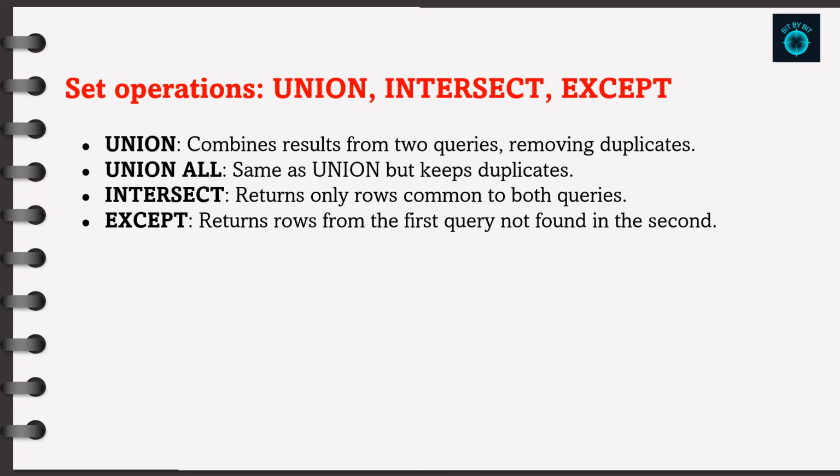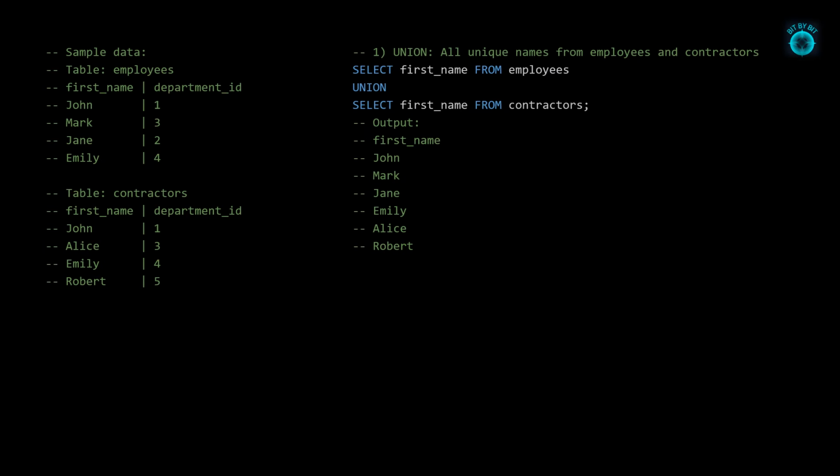The INTERSECT operator returns only the rows that appear in both queries. You can think of it as finding the overlap between 2 datasets. The except operator returns rows from the first query that do not appear in the second query. It's useful when you want to find items present in one dataset but missing from another. For all set operations, the 2 queries must return the same number of columns, and those columns must have compatible data types.